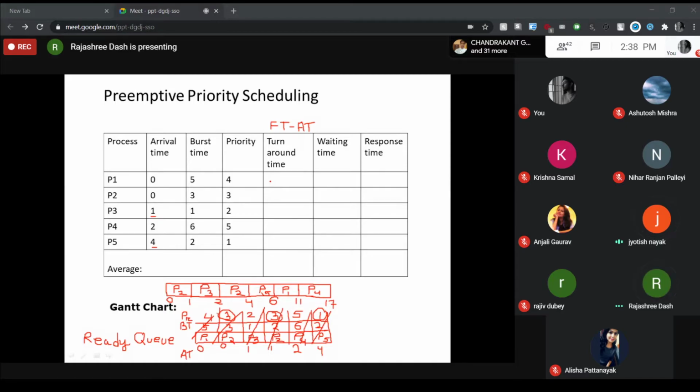11. For P2, 4. For P3, 1. P3 is 2 minus 1, that is 1. Correct. For P4, 15. P4: 17 minus 2, that is 15. For P5, it's 6 minus 4, which is 2. So what is the average turnaround time?